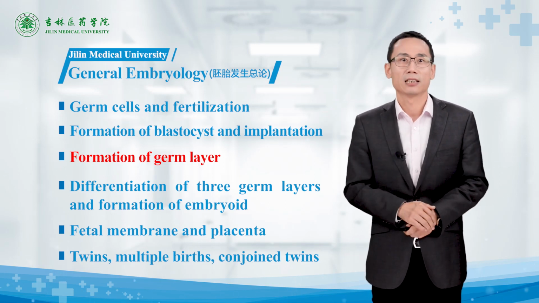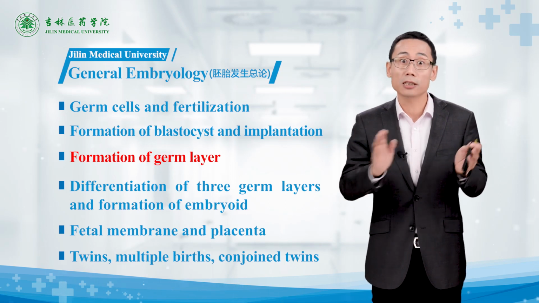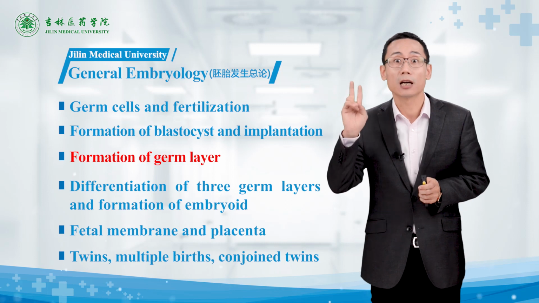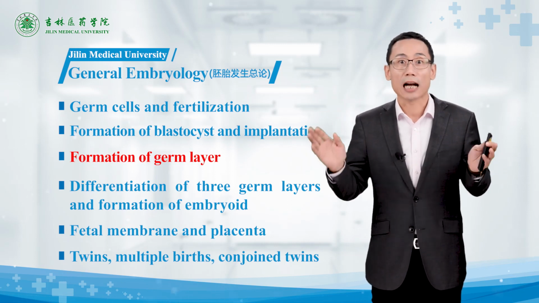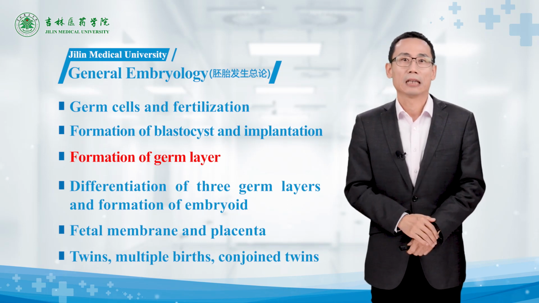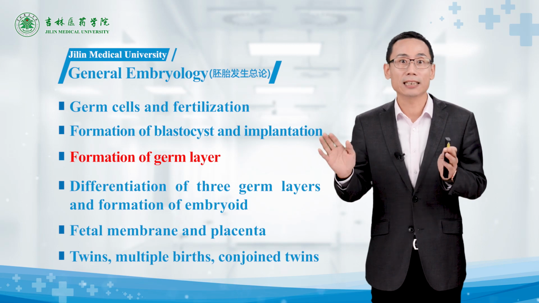In fact, in the process of implantation, the inner cell mass continues to proliferate and differentiate, forming two layers of cells, which are called the bilaminar embryonic disc. And at the end of the third week, the trilaminar embryonic disc is formed.